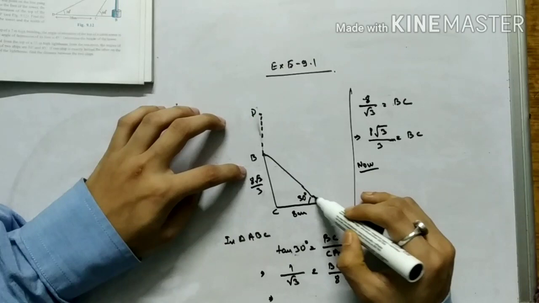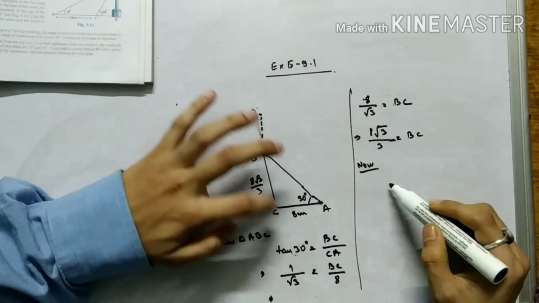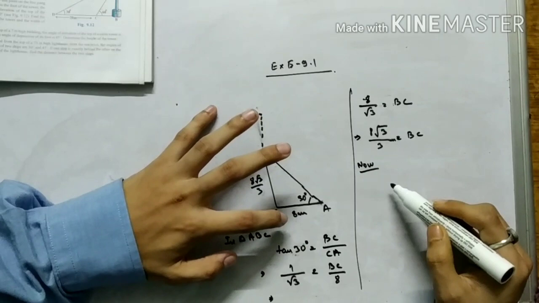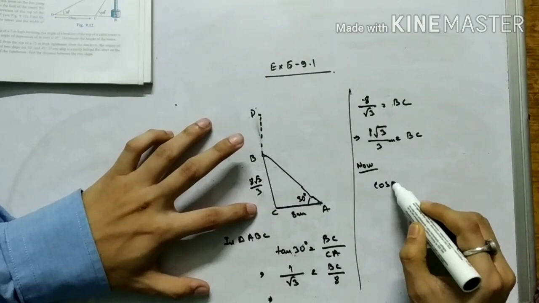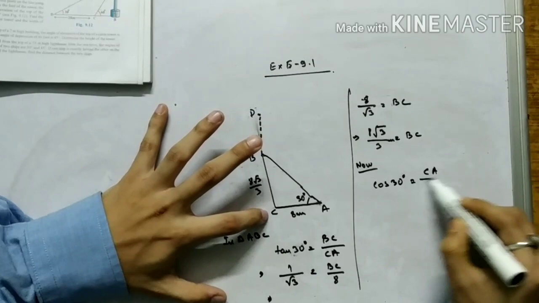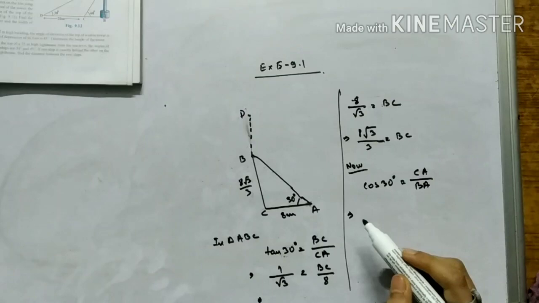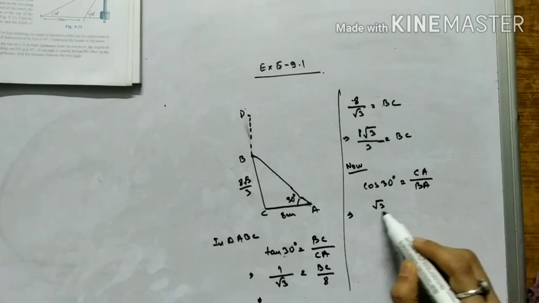Now, you see, I can use cos here. Cos 30 degree is equal to base by hypotenuse. Yes, cos is base by hypotenuse. So cos 30 degree value is root 3 by 2, equal to CA, which is 8 given, over BA.